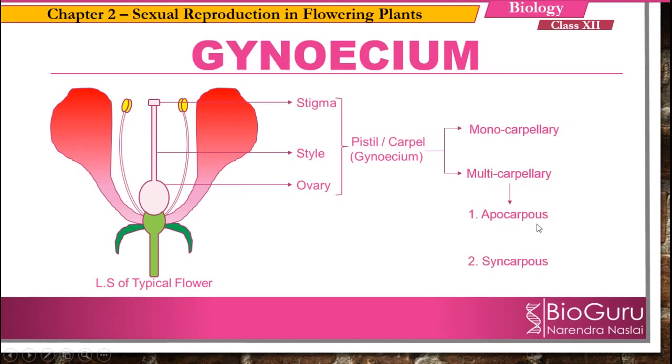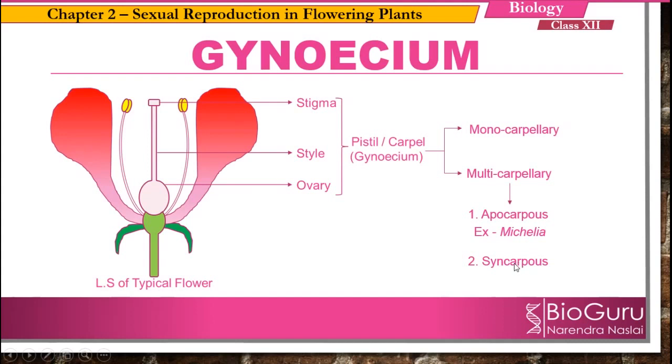Apocarpus means many carpels are present in the flower but they are free from each other. That condition is called apocarpus. So overall, how do we describe a flower having more carpels that are free from each other? That is called the multicarpellary apocarpus condition. Multicarpellary, why? Because more carpels are present, and they are free from each other, hence apocarpus. An example is Michelia.